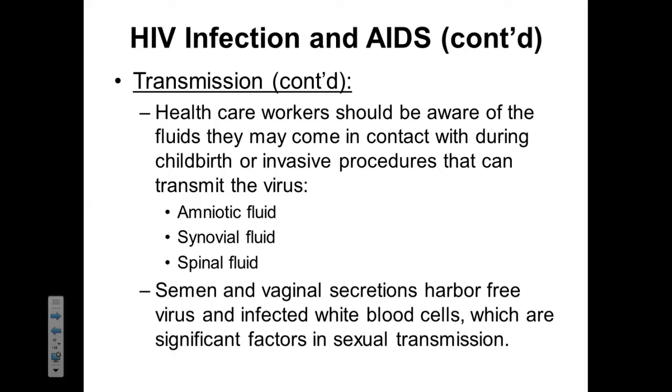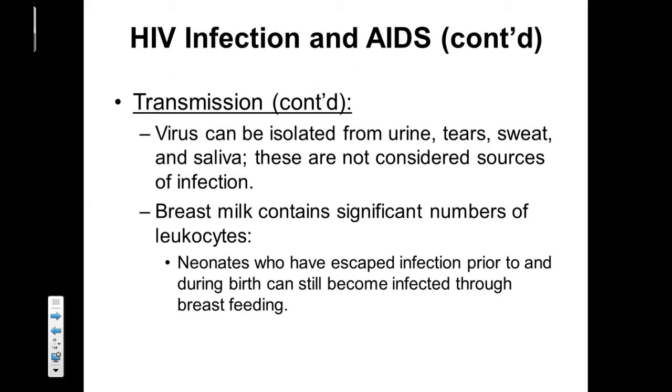Semen and vaginal secretions are going to harbor the free virus, or virion particle, and are also going to contain white blood cells that contain the virion particle as well. This is a significant factor for why sexual intercourse is the primary mode of transmission of the HIV particle. We found that HIV has been isolated from saliva, sweat, tears, urine, but the concentration of those virion particles are so low that they aren't considered a source of infection.